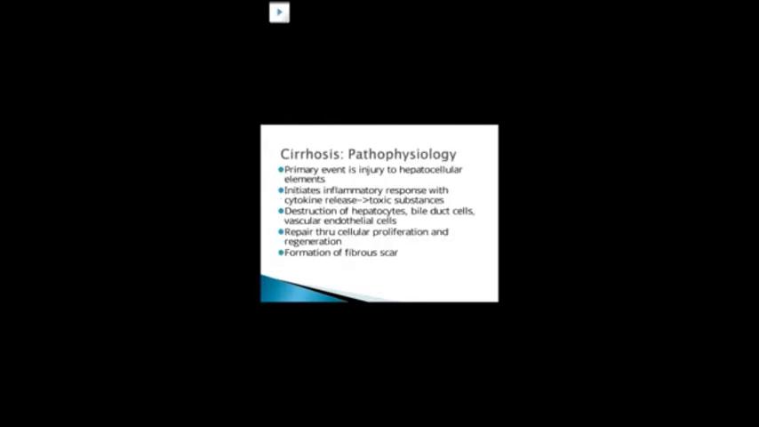Now coming to pathophysiology of the cirrhosis. The primary event is injury. Okay? Always remember this. The injury to the hepatocellular elements. So it initiates inflammatory response. What happens basically? Immediate release of cytokines, the toxic substances.